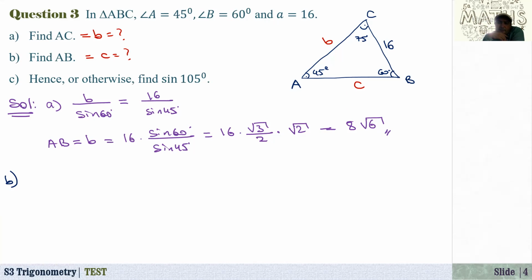Again, sine rule. So here we have C over sine of 75 degrees is equal to, what is it? 16 over sine of 45. Now from here, let me draw a line so that I can use more space.